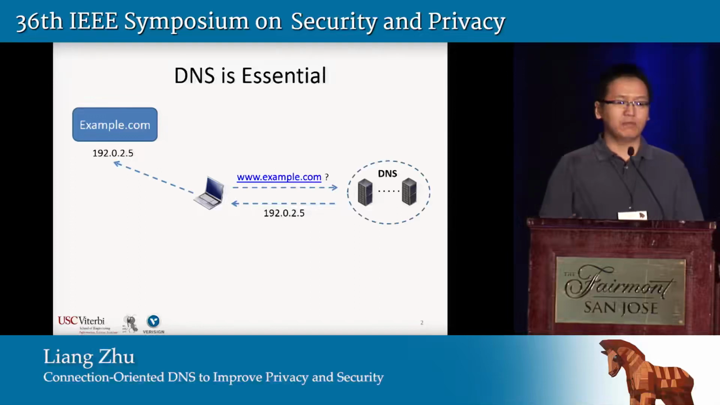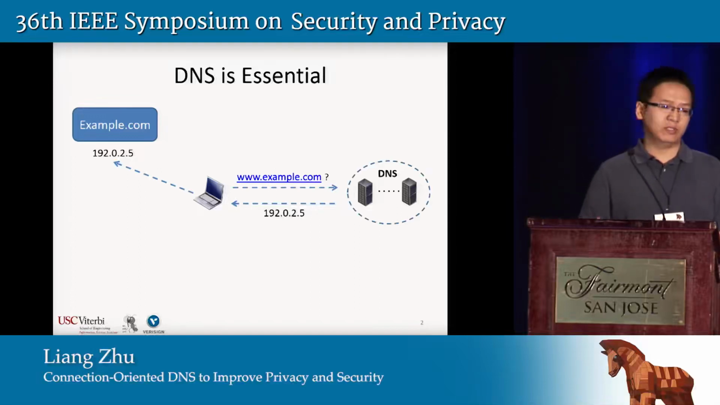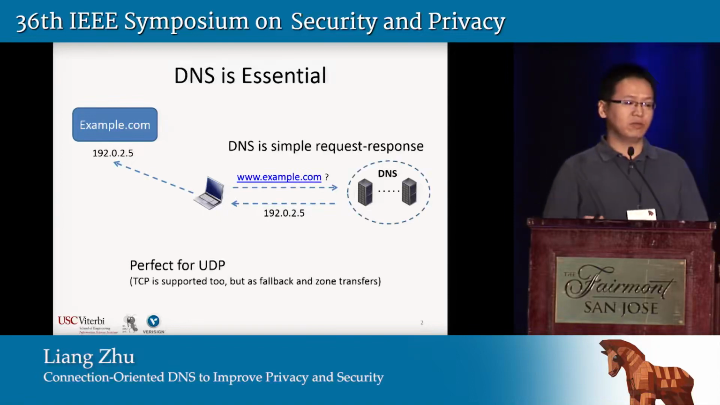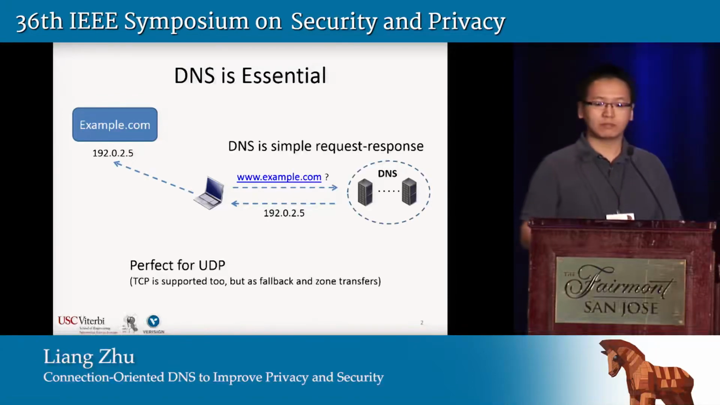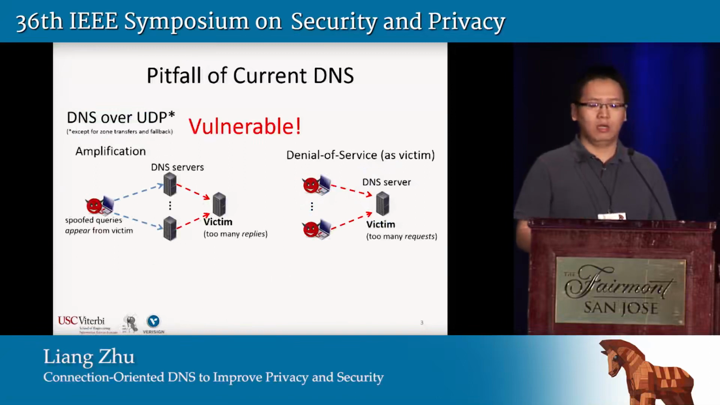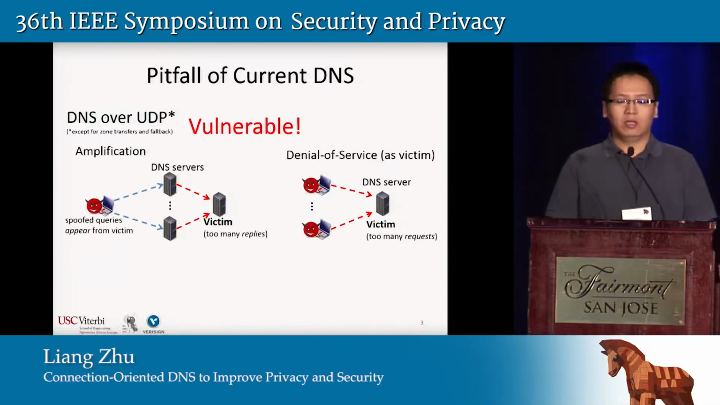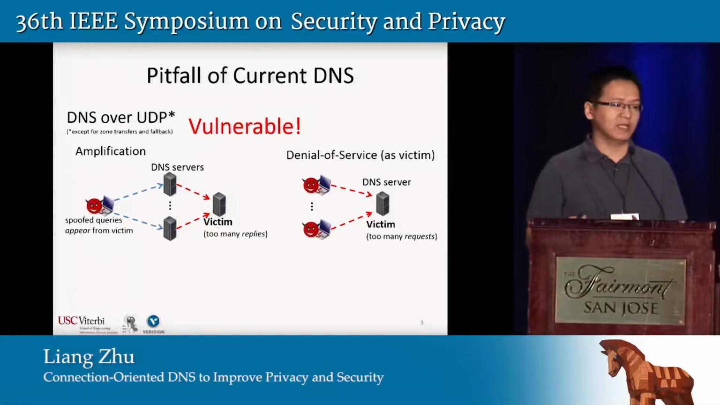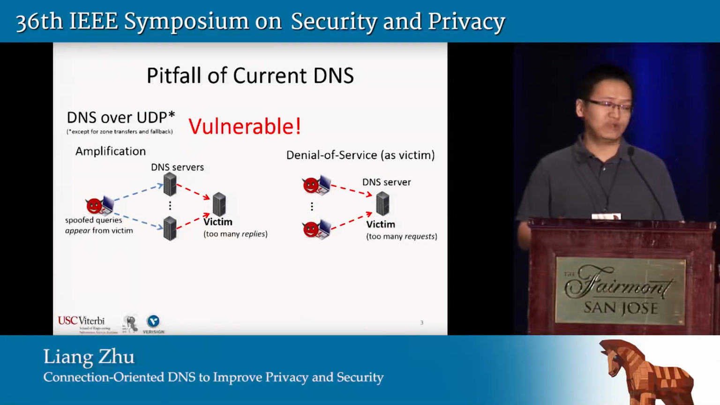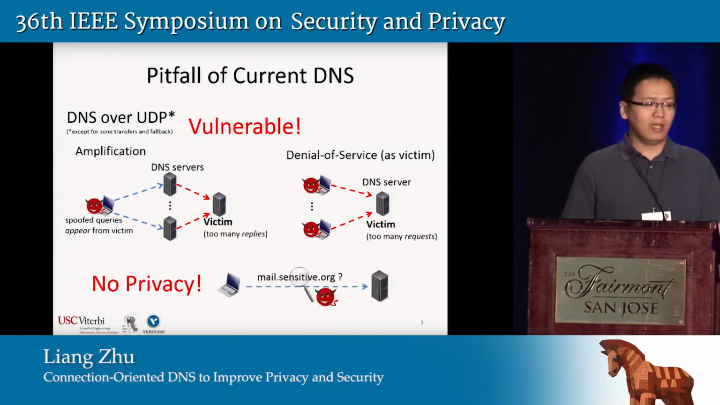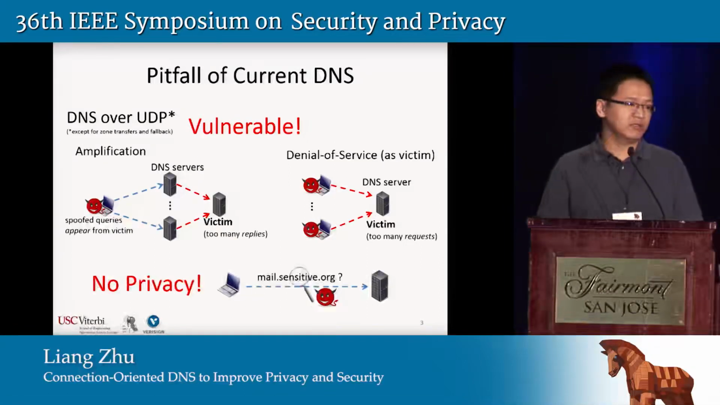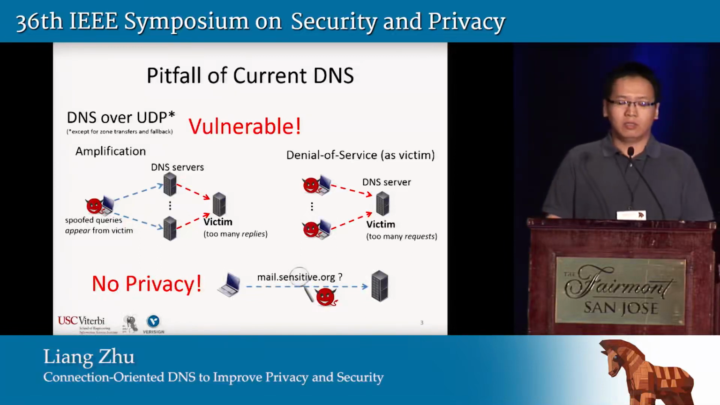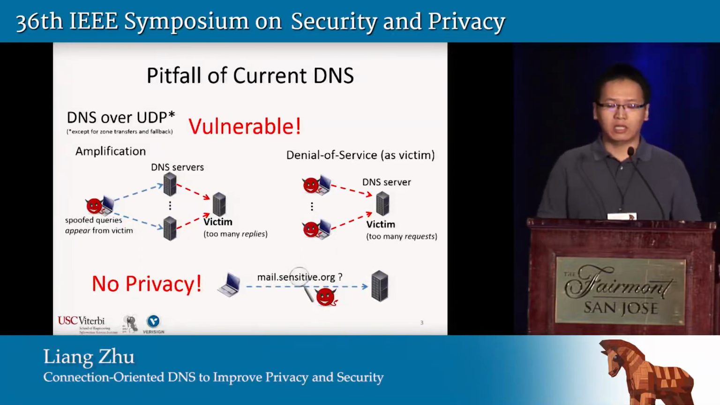DNS is very important. It maps a name to an IP address, and it's perfect for UDP because it's a simple request-response protocol. However, DNS over UDP is actually vulnerable to amplification attacks and also denial of service attacks. And there's no privacy at all, because queries and responses are sent in clear text.